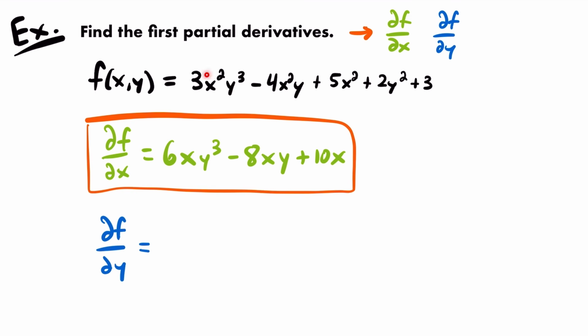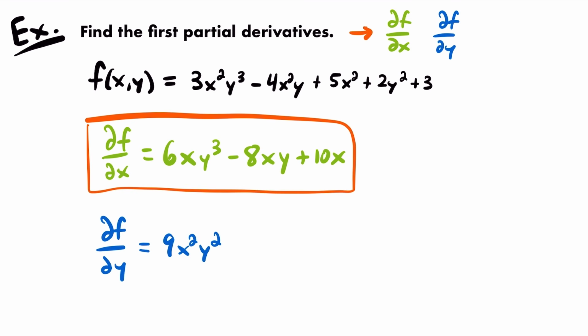Okay, so to take the derivative here with respect to y, ignore the x, and just use the power rule for derivatives on y cubed. Multiply that 3 down, subtract 1 from the exponent, and you're done. So 3 times 3 gives you 9, and then you still have that x squared that does not change, and then you have y squared because you subtract 1 from the exponent.